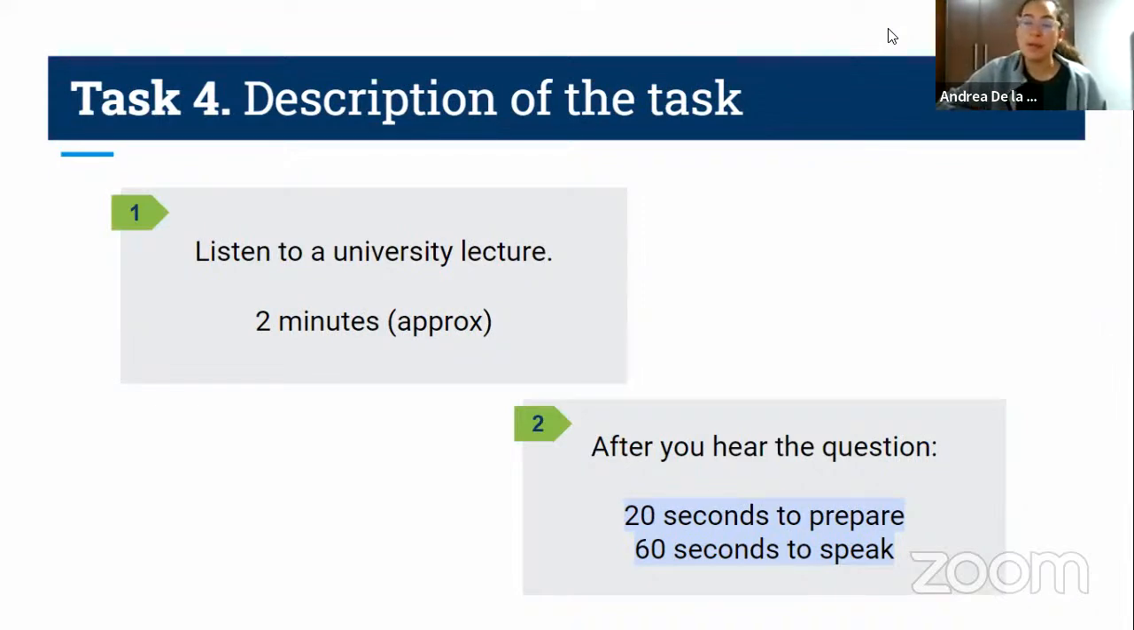It's usually about 2 minutes. And then you need to summarize the lecture. You get 20 seconds this time to prepare. You don't get 30 anymore because it's just a lecture. And you get 1 minute to answer the question or to summarize the lecture. Okay, guys? So the format is pretty simple to understand. You listen to a lecture and then prepare your response, summarize the lecture.